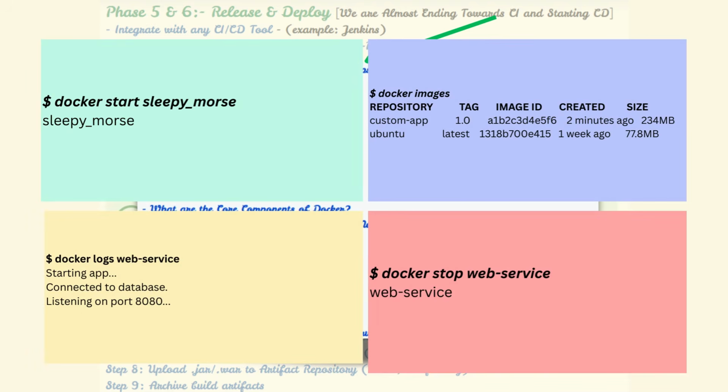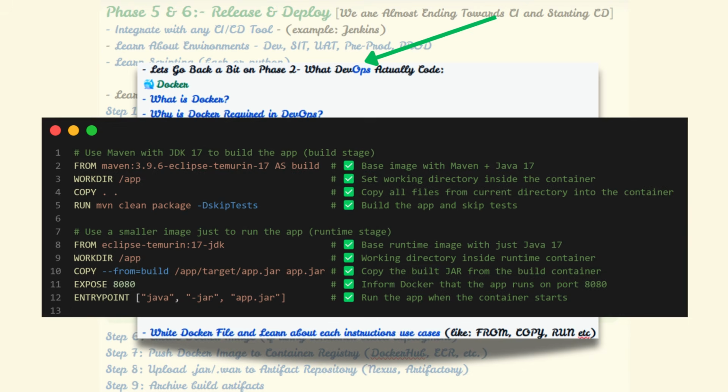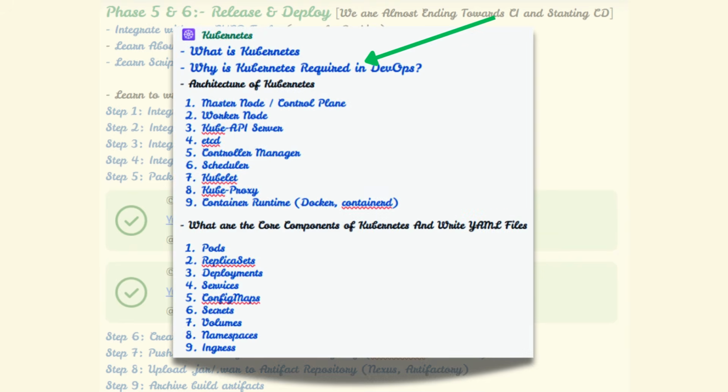Also, focus on what it's actually doing. Okay. Last topic from Docker is write Dockerfile. Very important and not many people talk about it. Now, Kubernetes. What is Kubernetes and why is Kubernetes required in DevOps?